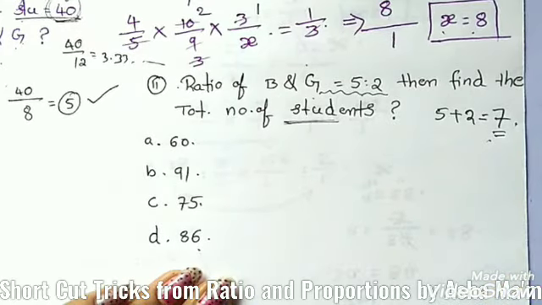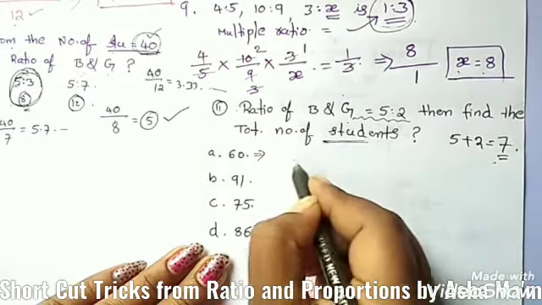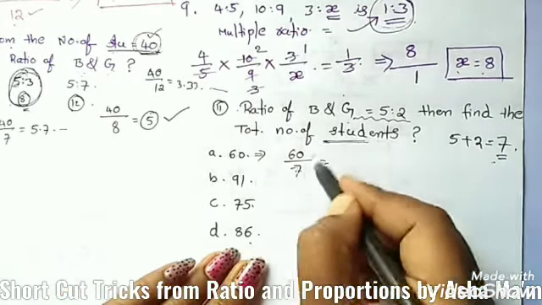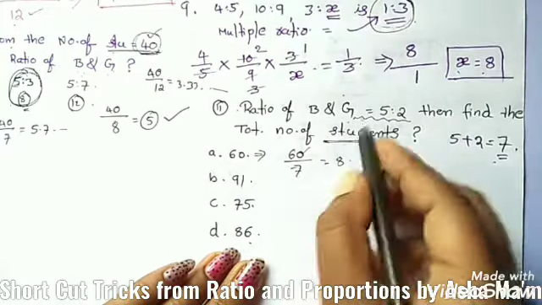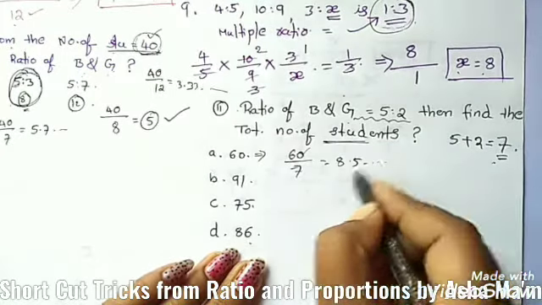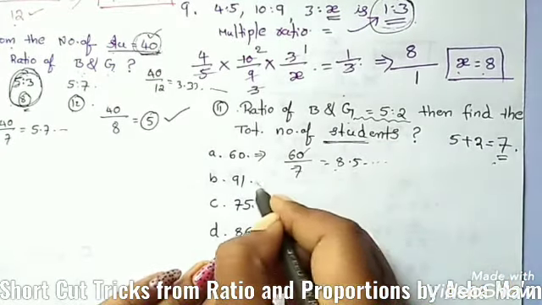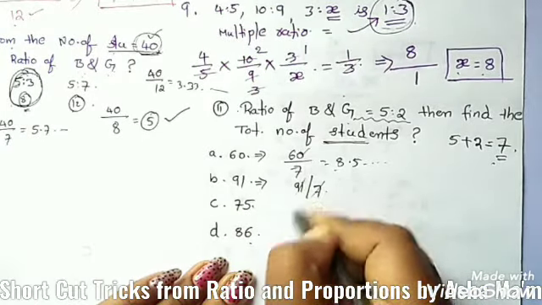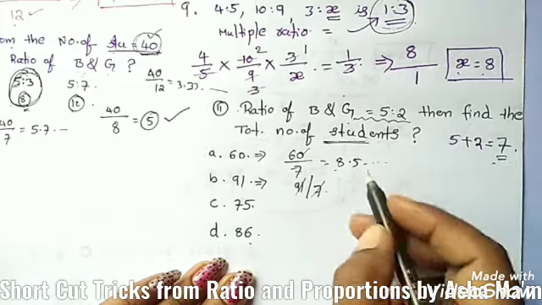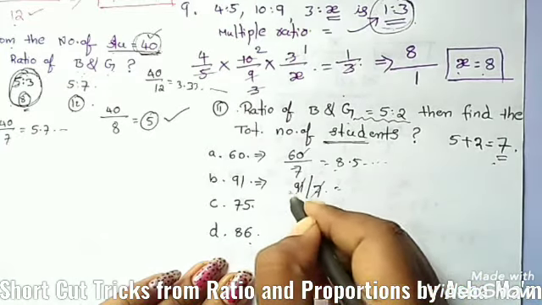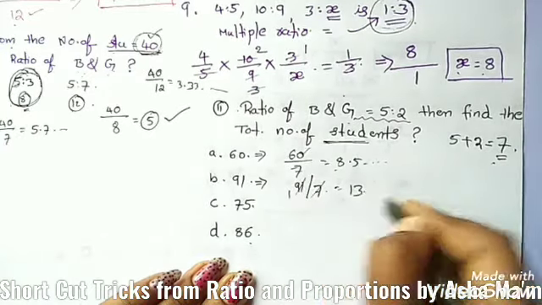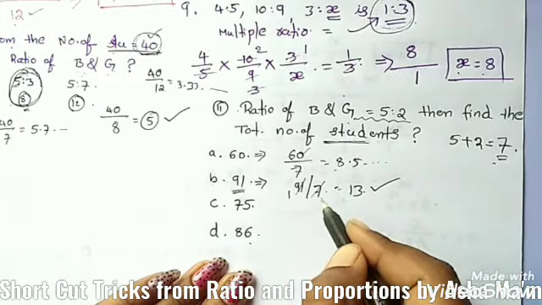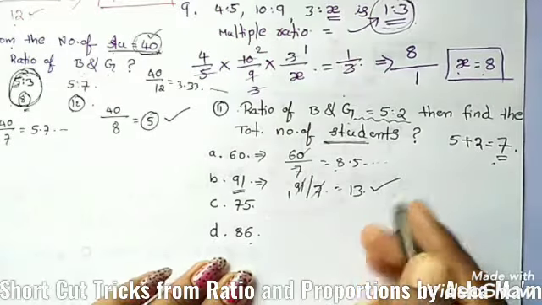Let us check one by one. For suppose 60 divided by 7, then approximately 8 times, then 8.5 like that. So this is not the correct answer. Now for 91 by 7, if you cancel this number, one time, and so 13. So exactly 91 is divisible by 7. So it may be the correct answer.